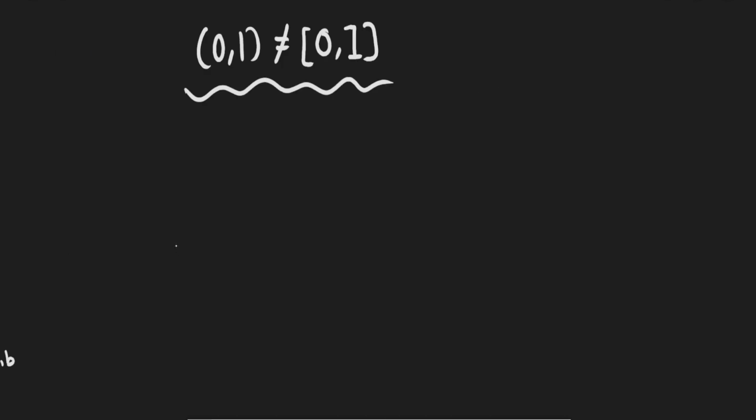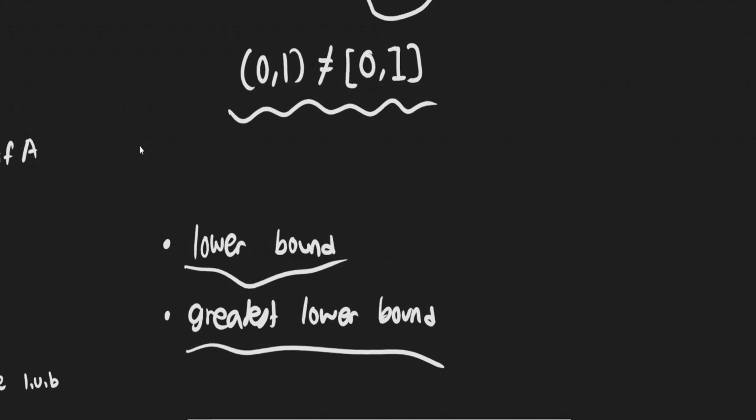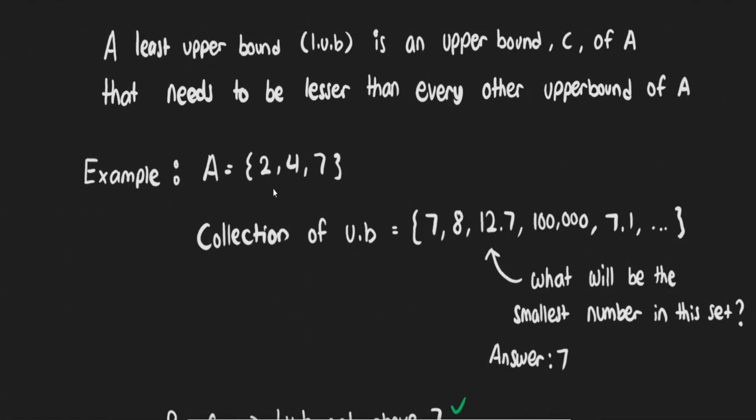So next I want to show that there is a similar concept known as the lower bound. And similarly, we also have the concept of greatest lower bounds. And this is pretty similar to what upper bounds and least upper bounds are. So a lower bound is basically a number which is less than everything inside of the set. So if we have A over here, a lower bound could be the number 1, or it could be 0, or it could be 2 itself.